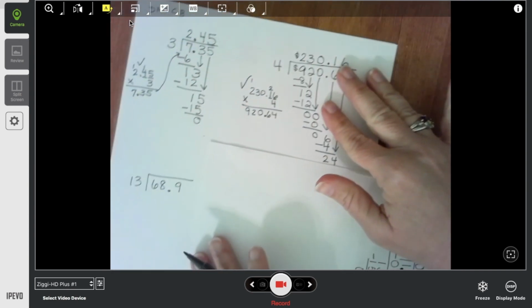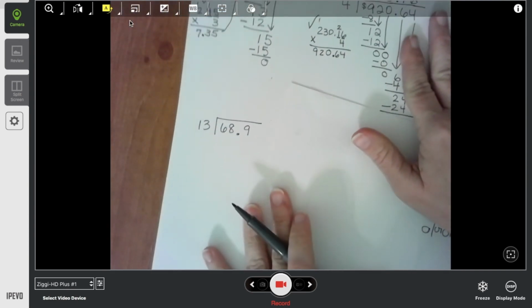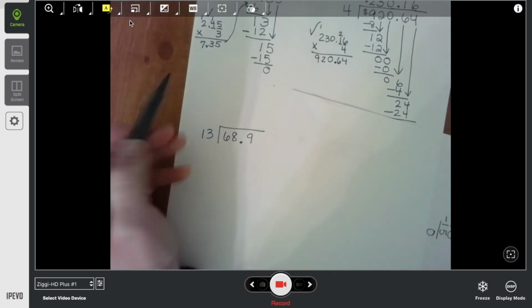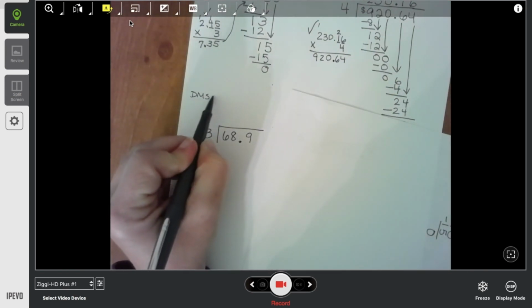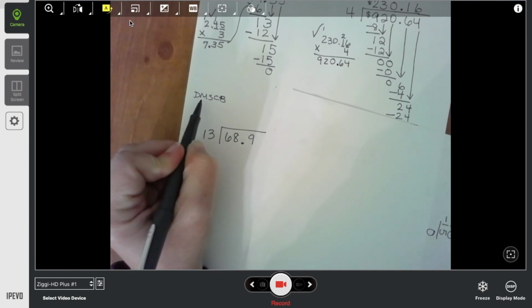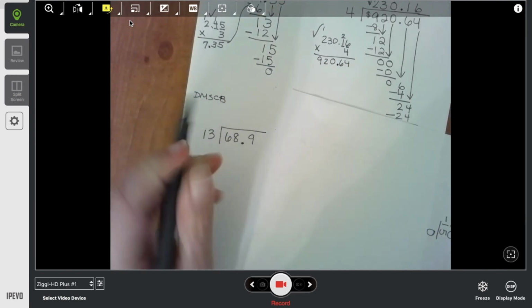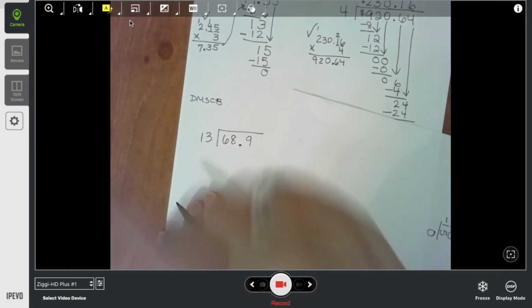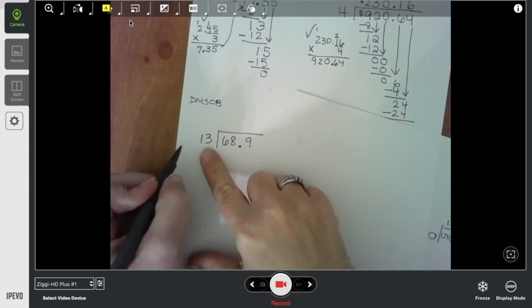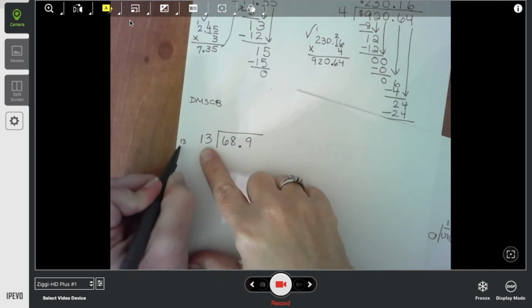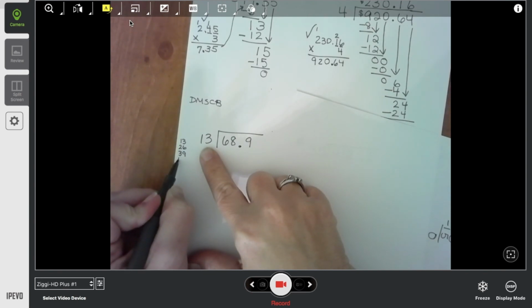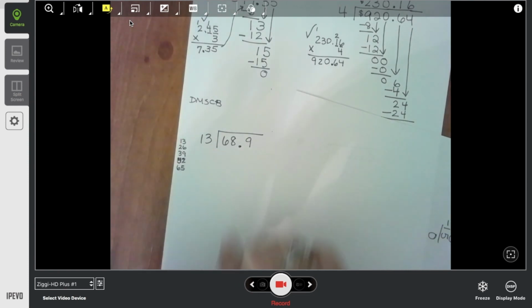All right, let's move on to some double-digit questions, and we'll see how we do with these. Same exact strategy. Dad, mother, sister, cousin, brother. Divide, multiply, subtract, compare, bring down. We're just going to use 2 digits. Now, when I get to these 2-digit numbers, I like to list my multiples. 13, 26, 39, 52, 65. It'll help me not have to worry about them a little bit later.